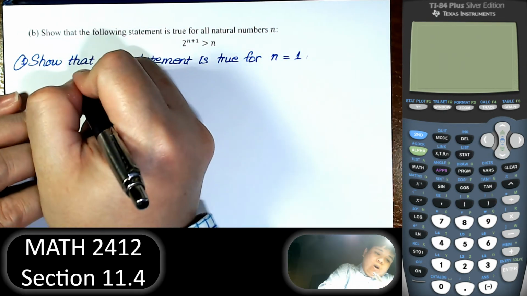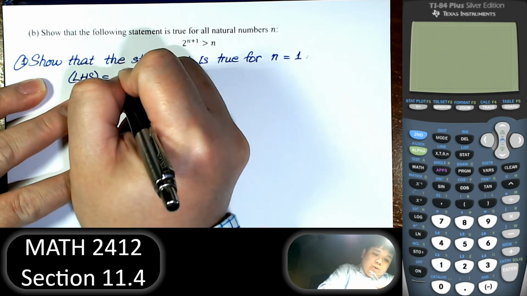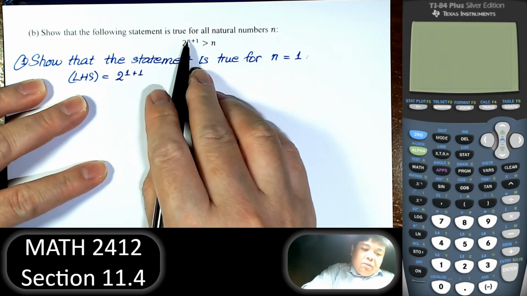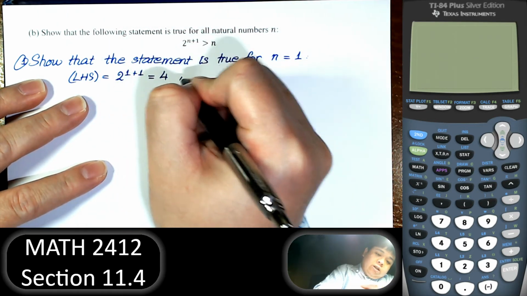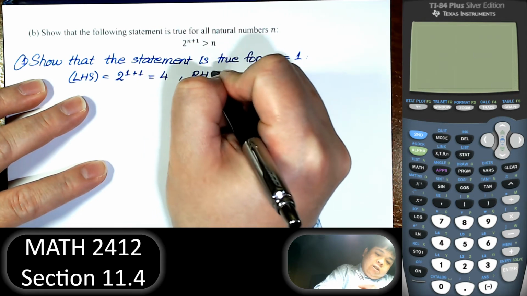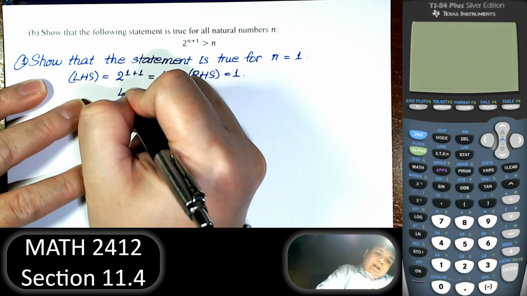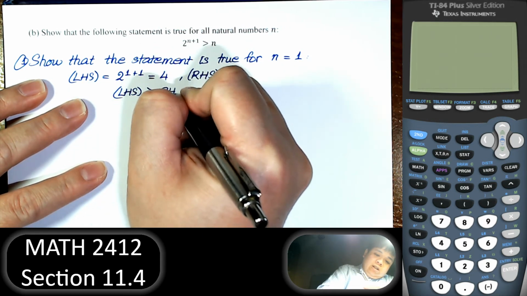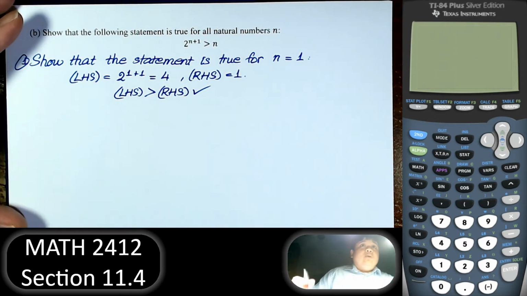For n equal to 1, the left hand side is equal to n equal to 1, right? 1 plus 1, so it's going to be for the right hand side, n is 1. So we have the left hand side greater than the right hand side, which is good. So that is the first step.